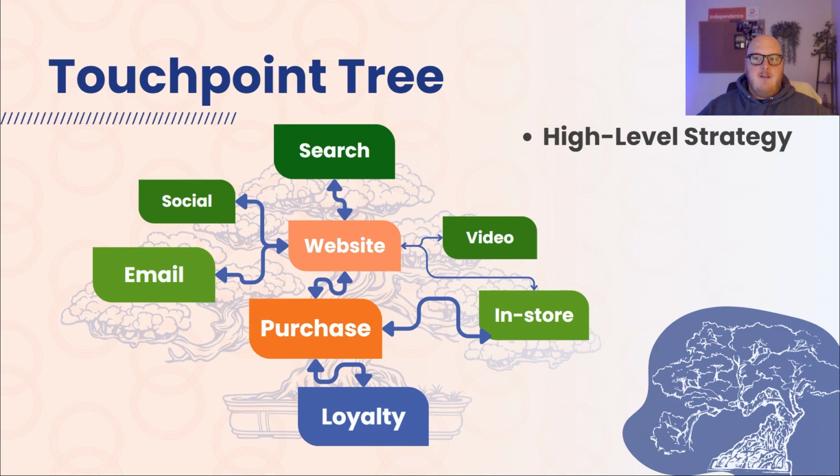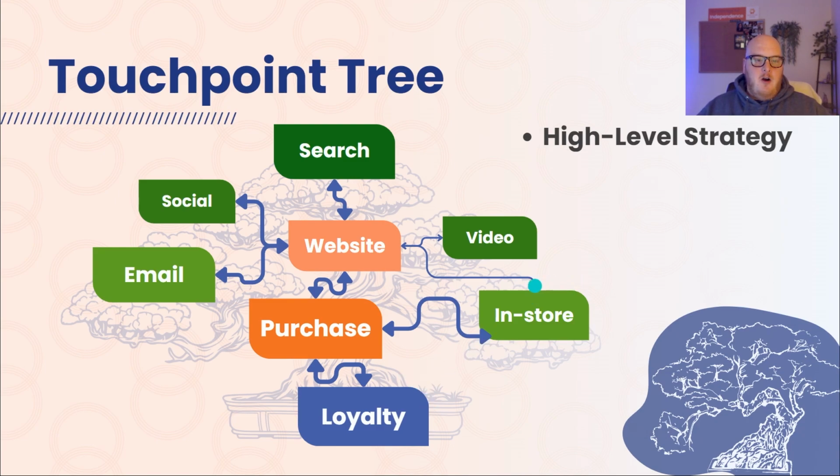So what we have here is these high level branches that bring customers inward to the main trunk of the tree, which contains your website, purchases, and then loyalty programs, which are going to be the main aspects here. This is what we're really looking for. We want to have that funnel, that website, the purchases, the loyalty kind of going back upward.